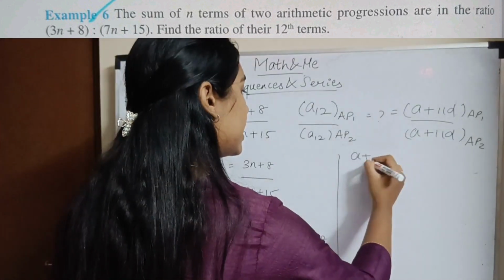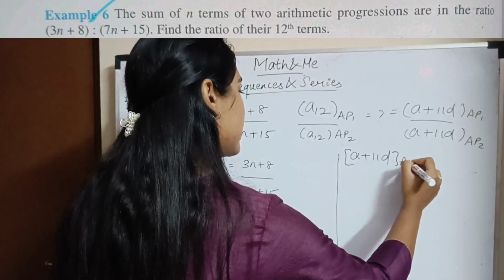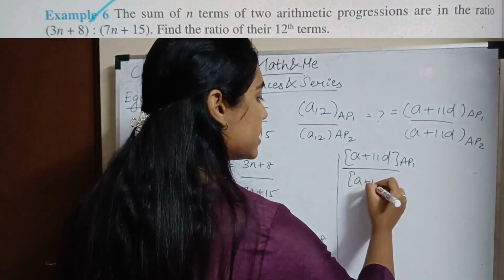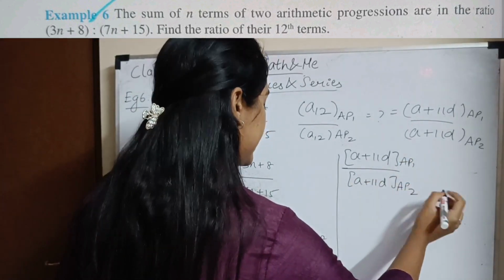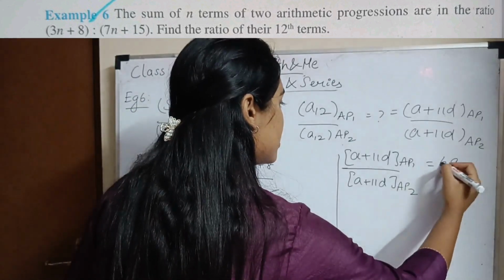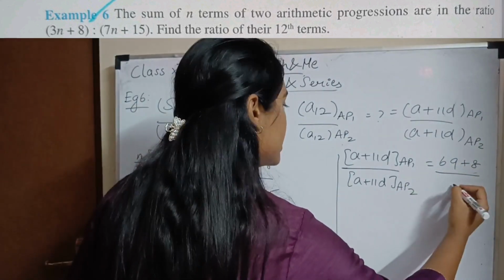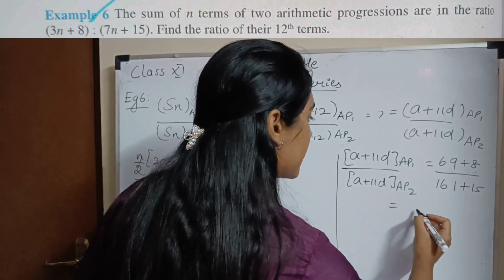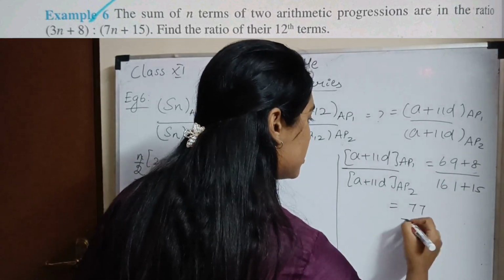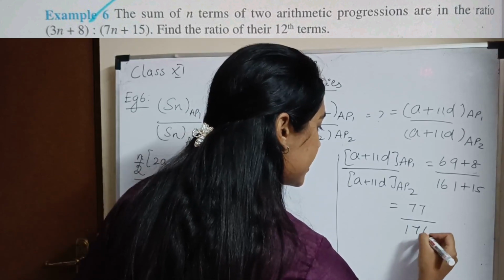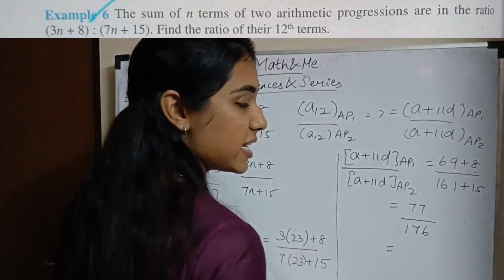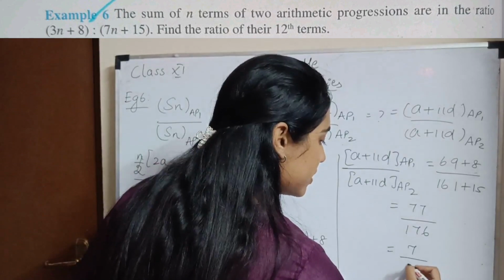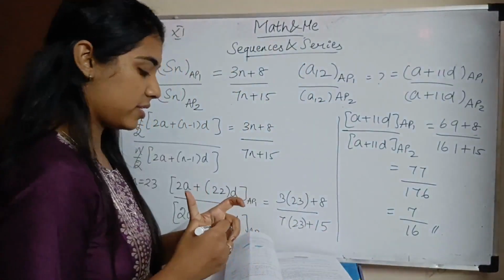So what do I have? (A plus 11D) of AP1 divided by (A plus 11D) of AP2 equals (3 times 23 plus 8) divided by (7 times 23 plus 15). So what do I have? 77 divided by 176. So this you can cancel using the 11 table. 7 divided by 16. This is the required ratio. Okay.